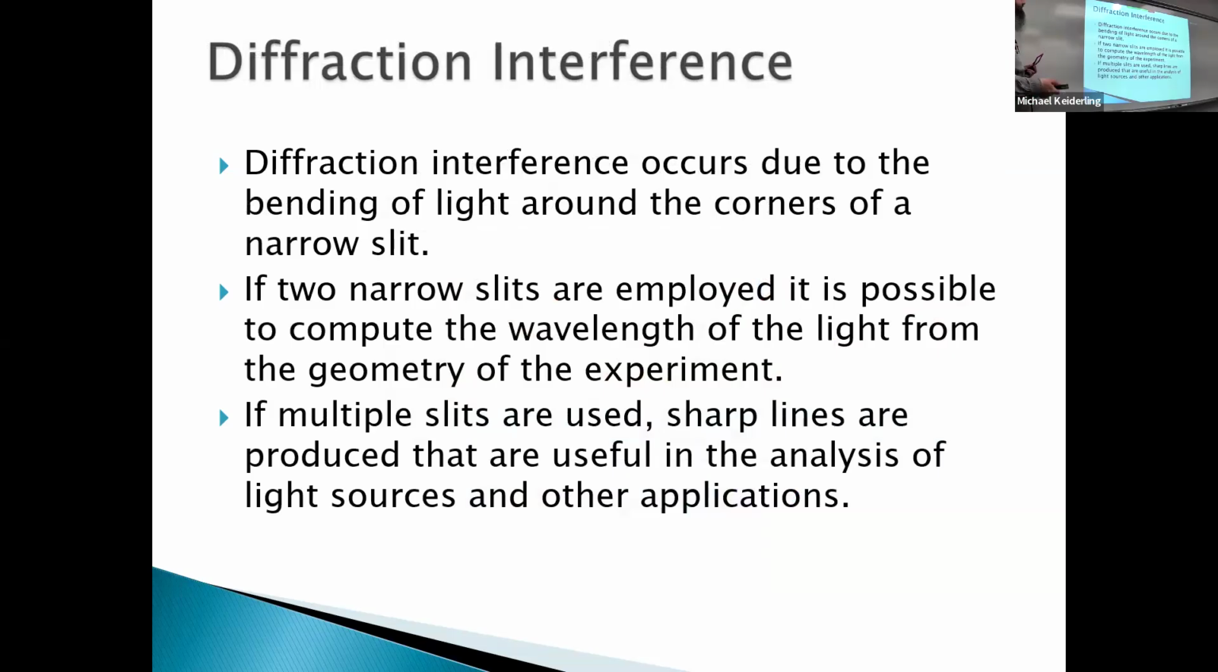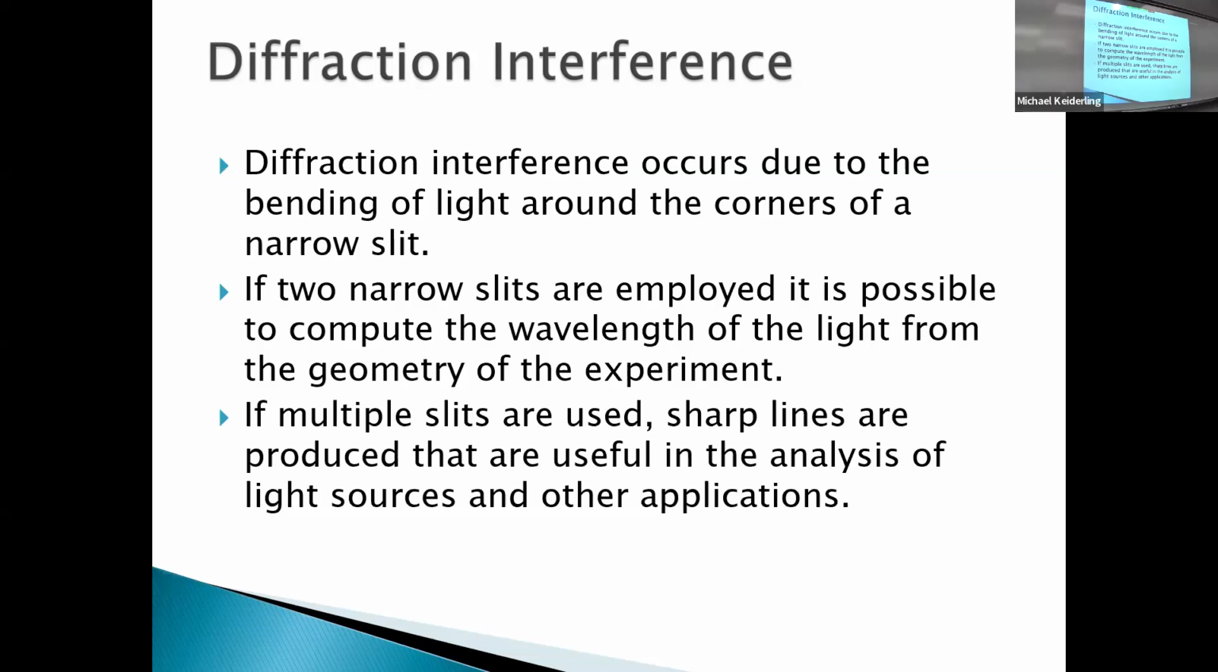And diffraction interference occurs due to the bending of light around corners or a narrow slit. If two narrow slits are employed, it's possible to get an interference pattern. And it's possible to compute the wavelength of light from the geometry of the experiment. And if lots of slits are used, you get sharp lines that are useful in the analysis of light sources and other applications.